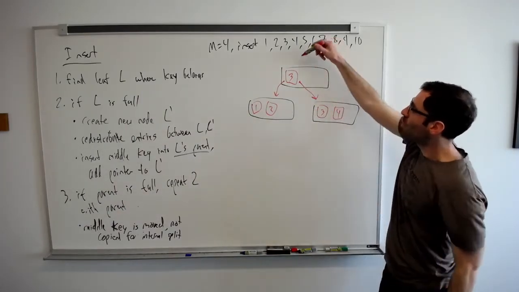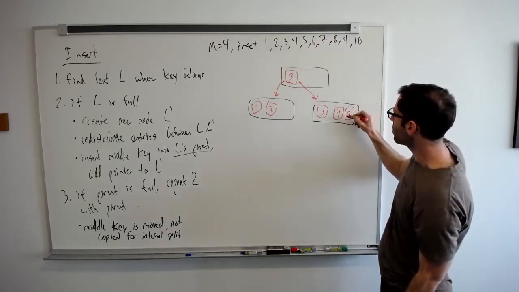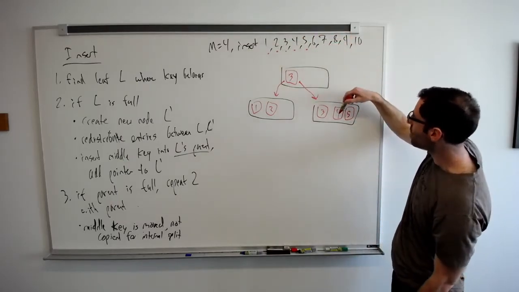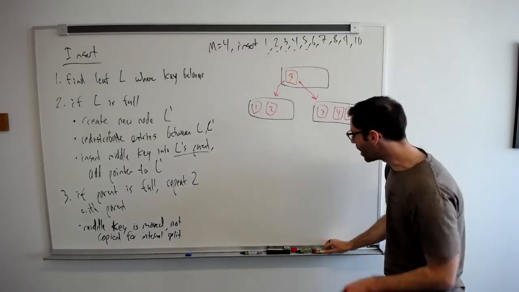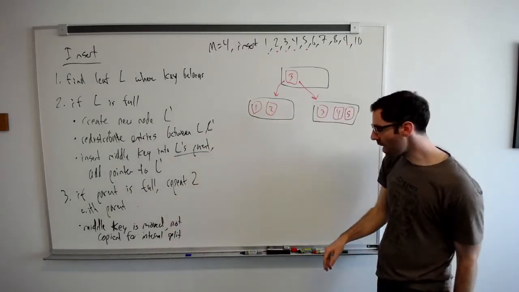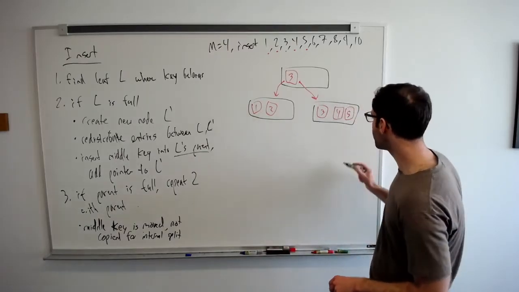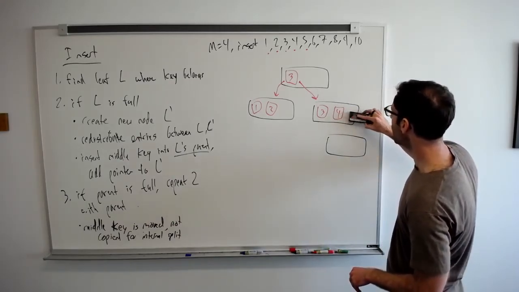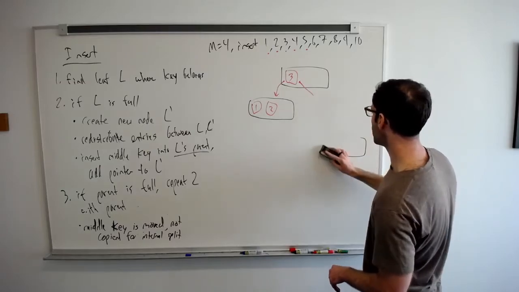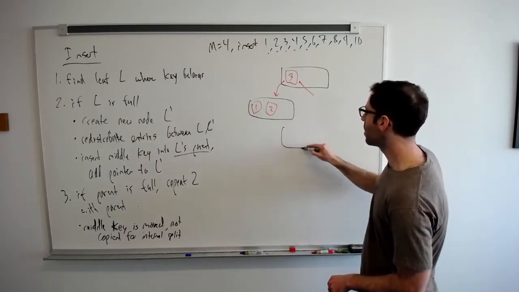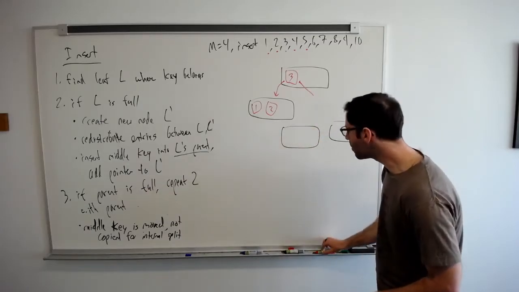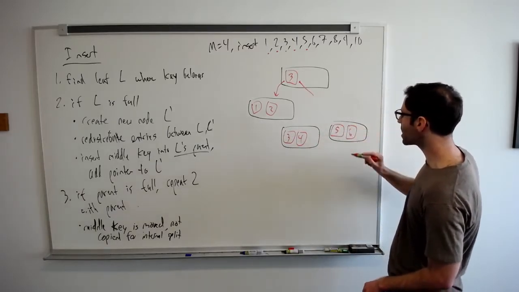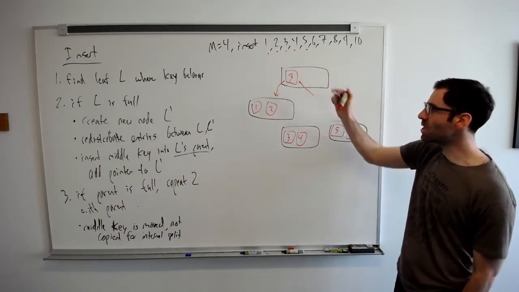Insert 5. Well, 5 is greater than 3, so I know it goes over here. So we've done these, now we're on 6. 6 is greater than 3. I want to insert it here, but my node is full. So I need to go through my splitting process again. I need to create a new node and redistribute my entries. I'll adjust the placement here so we can fit them all. I had 3, 4, 5, and now 6. And then I copy up the middle key to the parent.